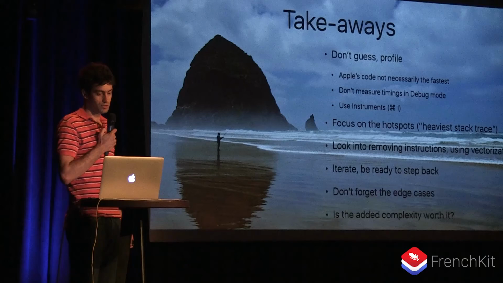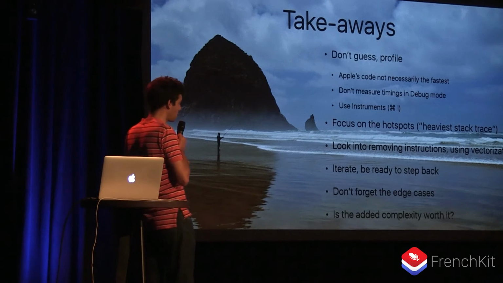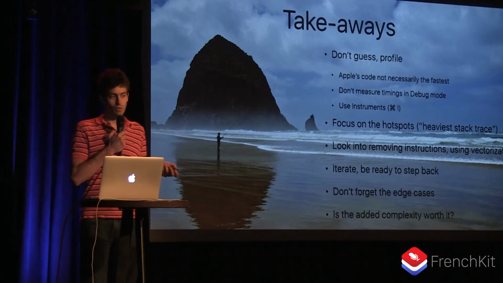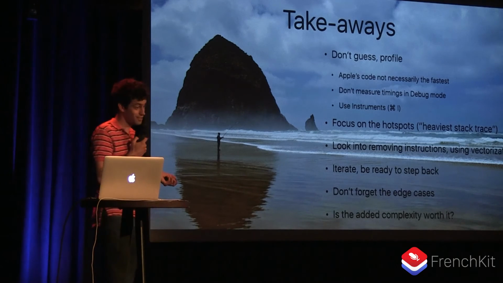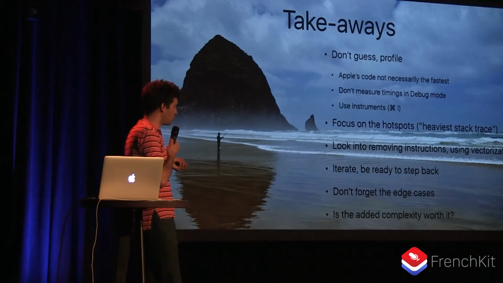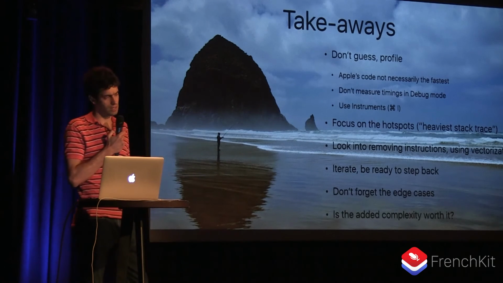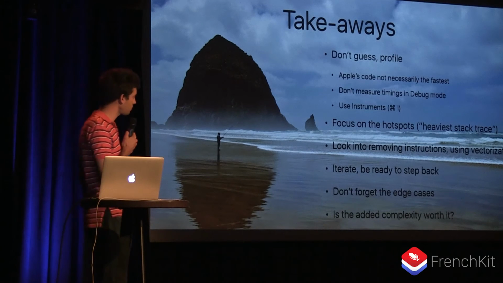So what are the takeaways of this? The first thing is that I would recommend not guessing. It's easy to guess what is slow, what is fast. You can easily assume that Apple's code is the fastest because it's good. But maybe in your case, it's not going to be the case. So don't measure the timings in debug mode. It's not going to lead to an accurate representation of what happens in real life.